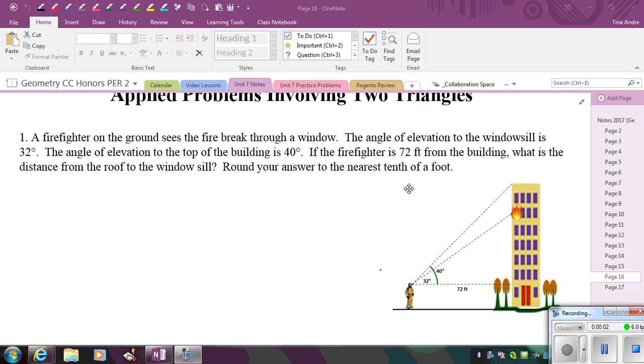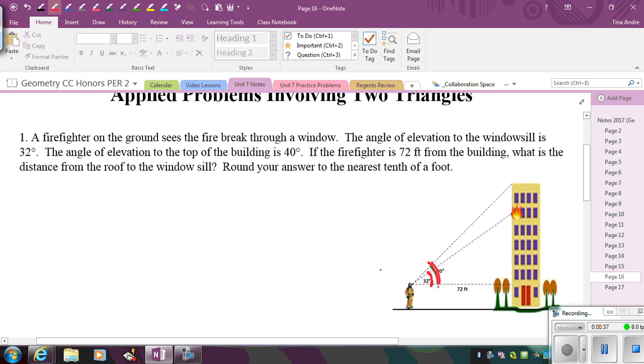In this lesson, we're going to look at some more application problems involving trig, but this time we're going to focus on some situations that involve more than one triangle. So if you look at this first example here, it says you have a firefighter on the ground that sees the fire break through a window, and the angle of elevation to the windowsill, so we're starting with the firefighter, the angle of elevation to the windowsill, so this angle right here is 32, and then the angle of elevation from the firefighter up to the top of the building is 40.